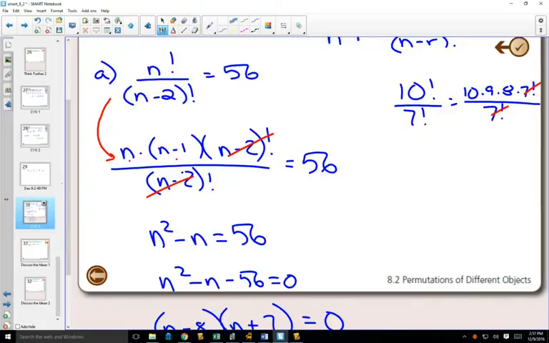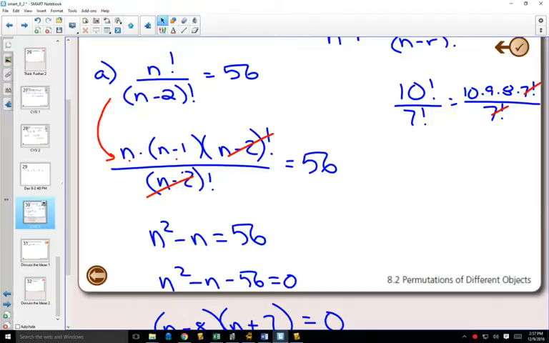Now, we stopped at n minus 2 because if I would have kept on going all the way down to 1, that's like writing n minus 2 with a factorial sign. And since I have an n minus 2 with a factorial sign on the bottom, they cancel out because they're going to be exactly the same. Same thing we did with the numbers. When we stopped at 7, because we had 7 all the way down to 1 on the bottom as well, they could cancel out. And then once those factorials cancel out, we're left with just a quadratic equation.